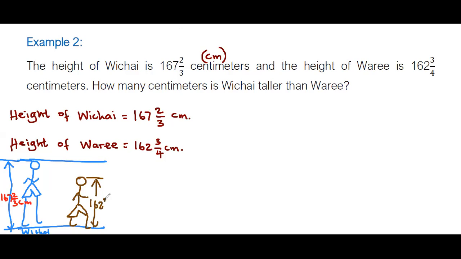167 and 2 out of 3 centimeters. Now, we want to know this height. How can we get that? Can we say plus or should we say minus? Minus. Very good. So tell me, what should I write?